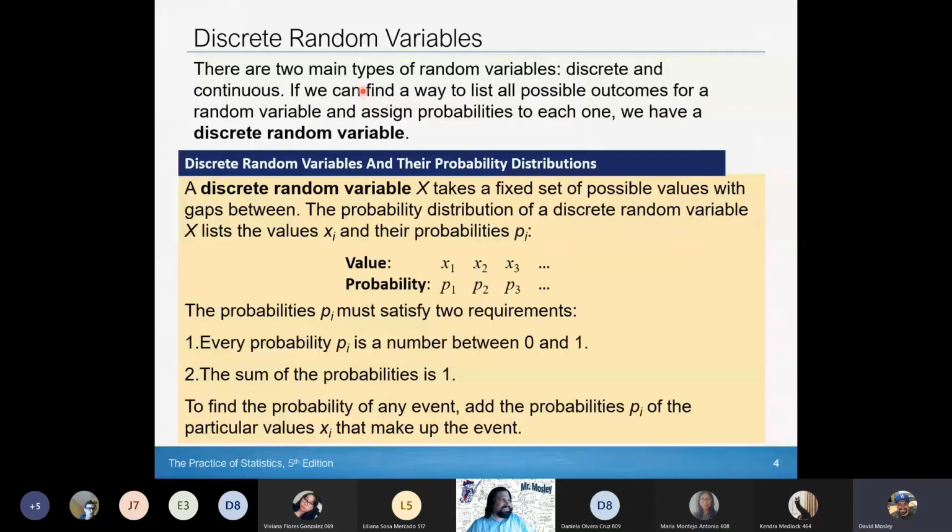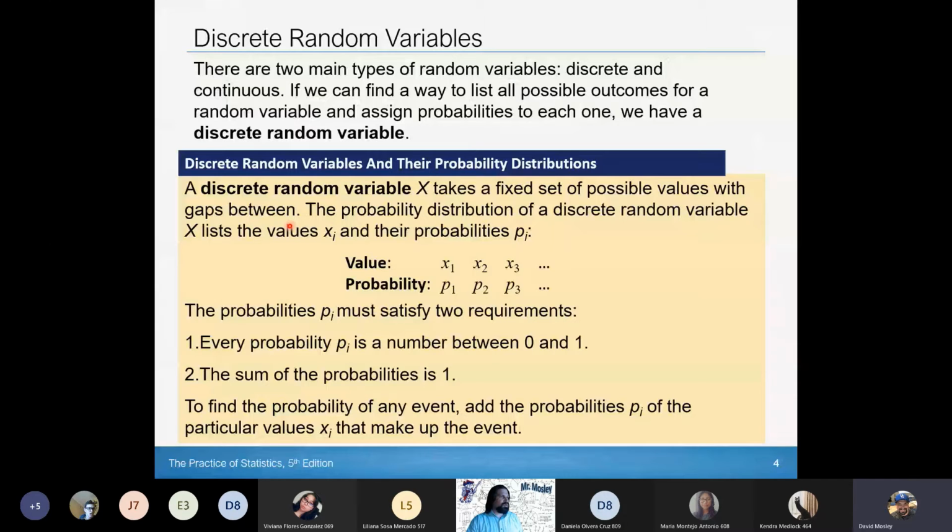All right, there are 2 main types of random variables: discrete and continuous. First we're going to talk about discrete. If we can find a way to list all possible outcomes for a random variable and assign probabilities to each one, we have a discrete random variable. Here's our definition. A discrete random variable x takes a fixed set of possible values with gaps between, meaning it's countable. There's a gap between 0 and 1. There are other numbers that exist there, but they're not possibilities for this random variable.